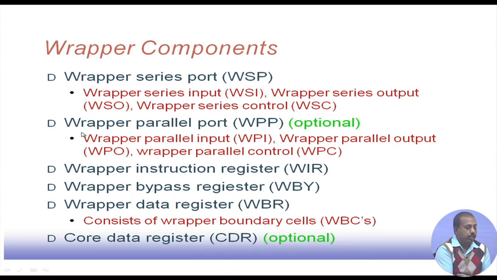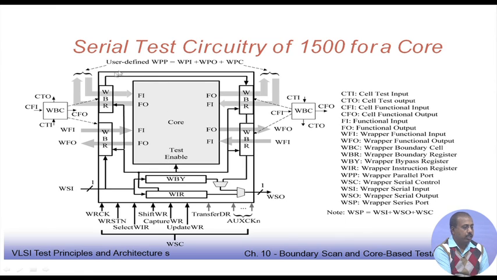Now, there is the wrapper parallel port, which is optional. As I was telling, the serial port is a must, but this parallel port is optional. If you have the parallel port, then we have the wrapper parallel input, wrapper parallel output and wrapper parallel control. So, these are WPI, WPO and WPC. They will be actually coming to this part.